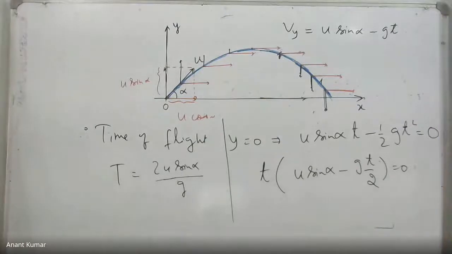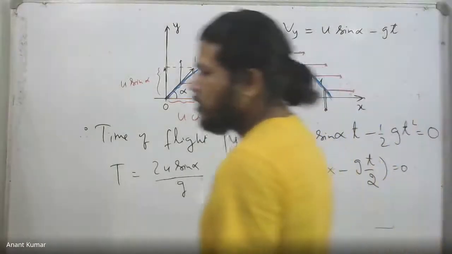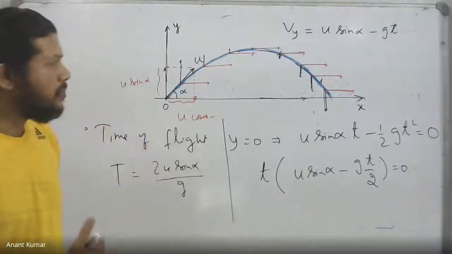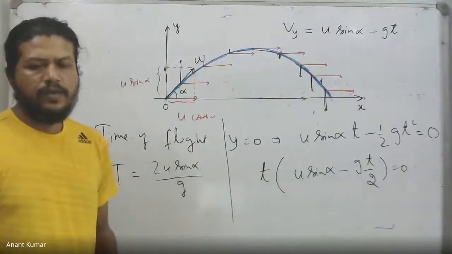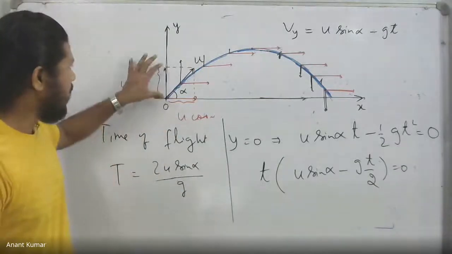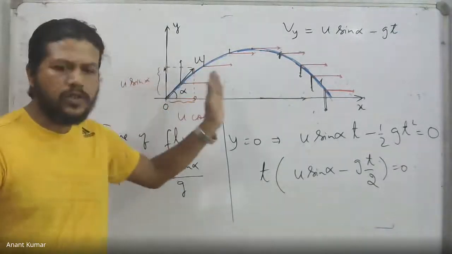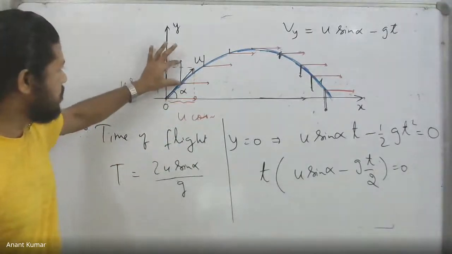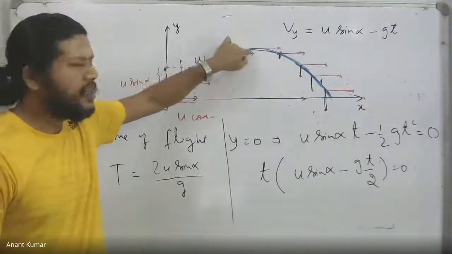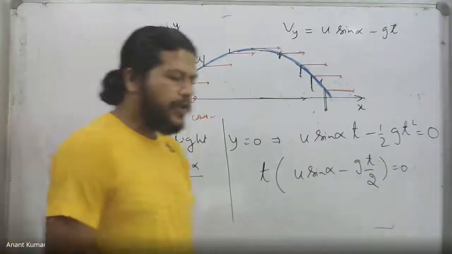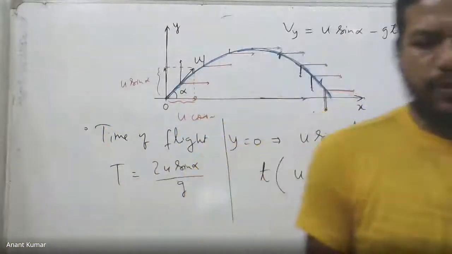Now, as time increases, gt is also increasing. So we are subtracting more and more quantity from u sine alpha. Therefore, Vy, which is u sine alpha minus gt, keeps on decreasing. That is what I've shown. As time passes by, the particle also goes ahead. It goes up as well. At the same time, Vy becomes shorter and shorter, and ultimately, at some point of time, will become zero. That point is when the particle reaches the highest position.